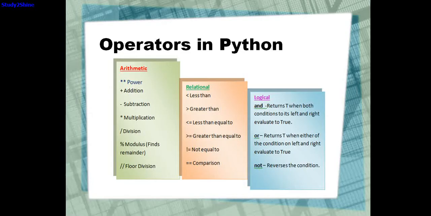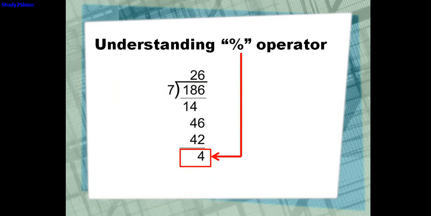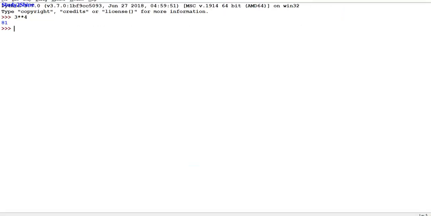Similarly, we had modulus and floor division. Modulus operator, that is represented by a percentage, actually gives remainder as an output. When we divide two numbers, we get quotient and remainder. Modulus operator is used to extract the remainder. Let's check it again in IDLE. Let's write 81 % 9. That is 0, the 0 remainder.